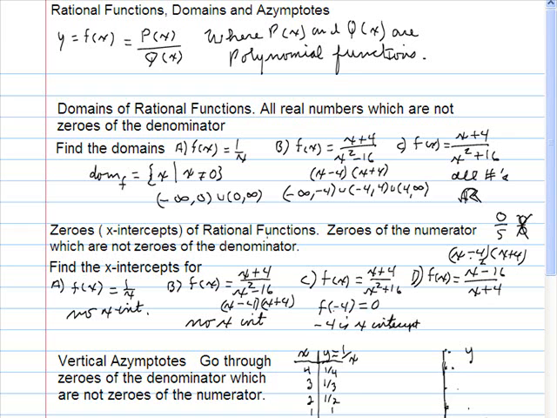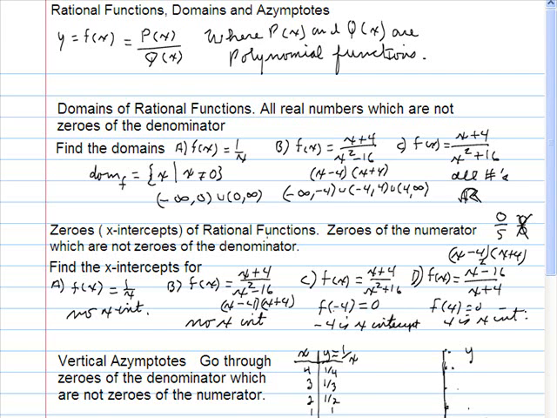However, if x is 4, there's no 0 on the bottom. If x is a plus 4, this is an 8 on the bottom, so you get 0 over 8, which is 0. So you could say f of 4 is 0, or 4 is the x-intercept.